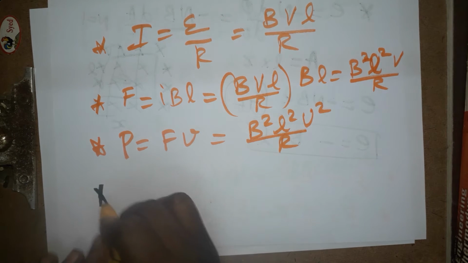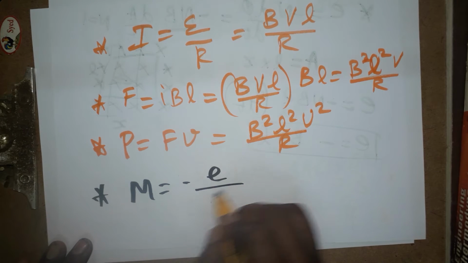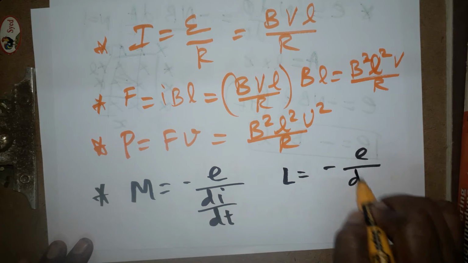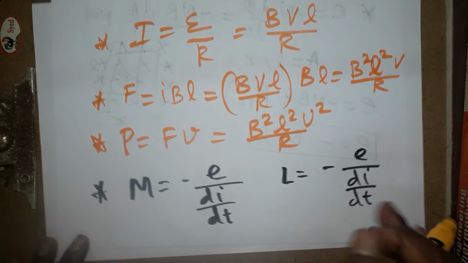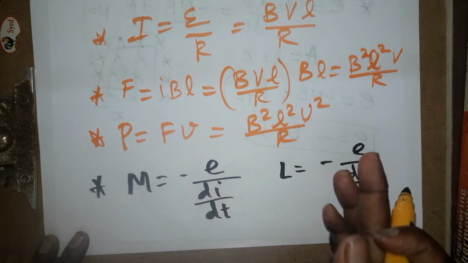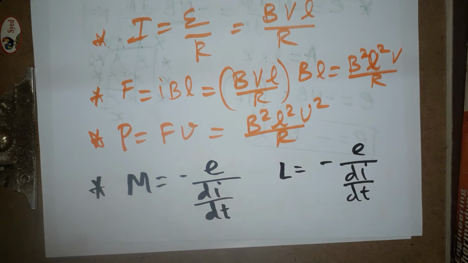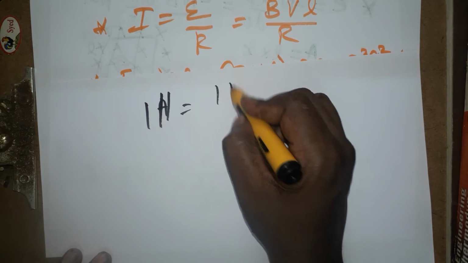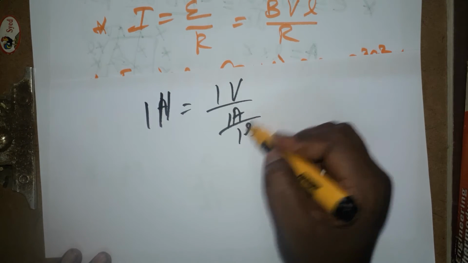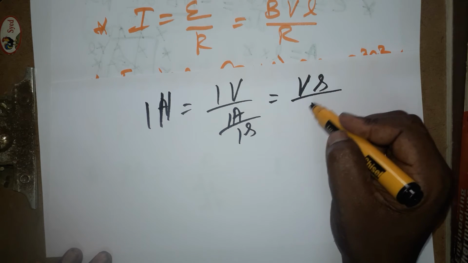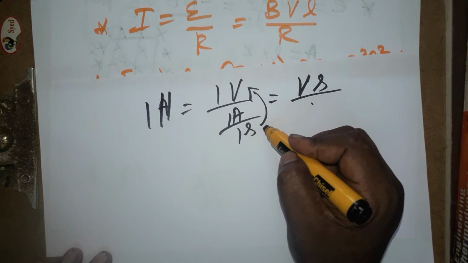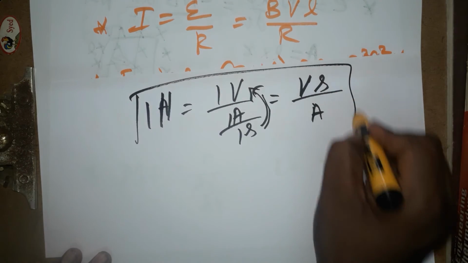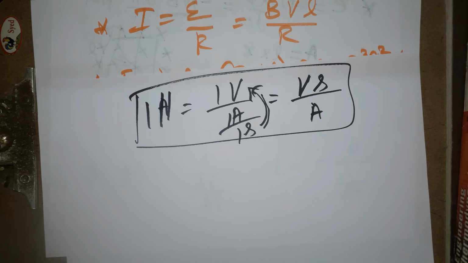Now mutual induction M is equal to minus E divided by di by dt, or self induction L is equal to minus E divided by di by dt. Self induction, the induction is created in the same coil. Mutual induction, the induction is created in the opposite coil. That's the difference. But both have the same unit. 1 Henry is equal to 1 volt divided by 1 ampere per second. So volt into second, because the denominator goes directly into the numerator. Volt second divided by ampere is called 1 Henry. It's very important. This is the definition of 1 Henry.